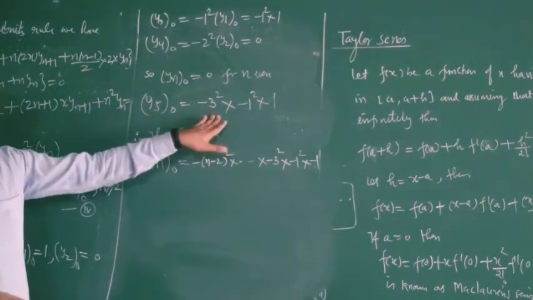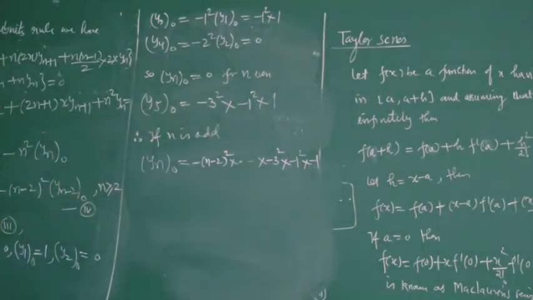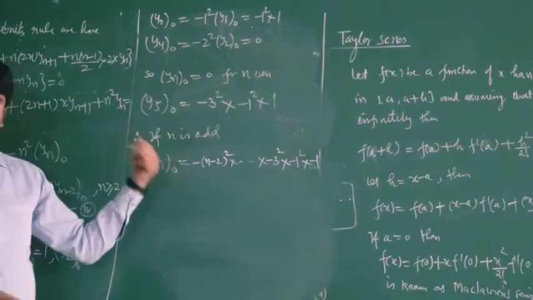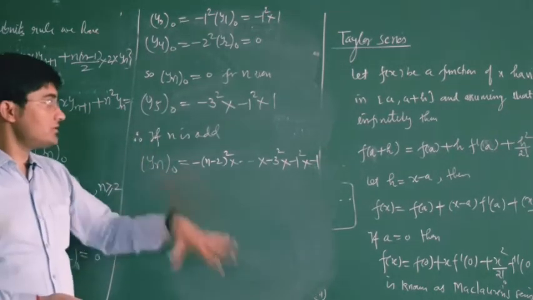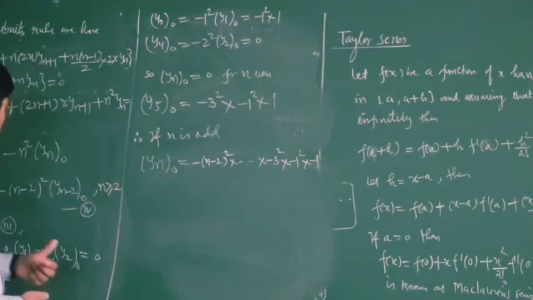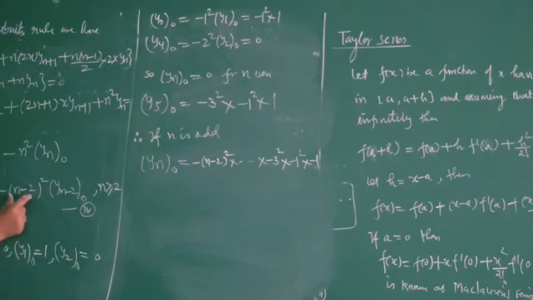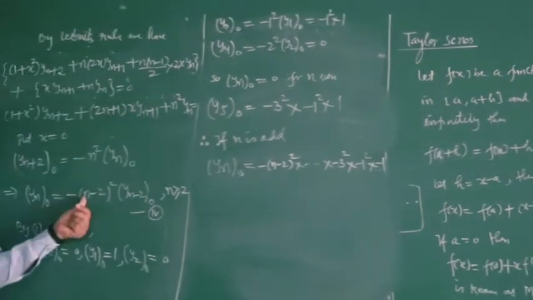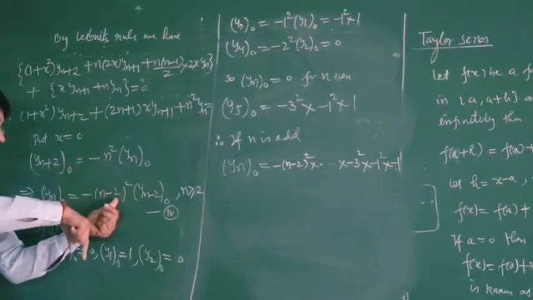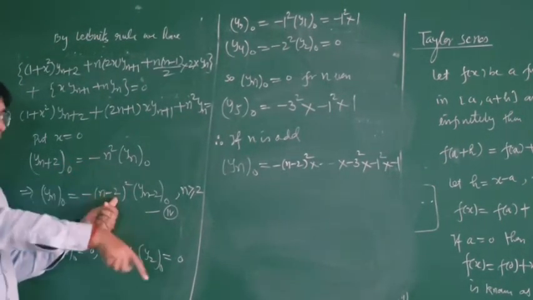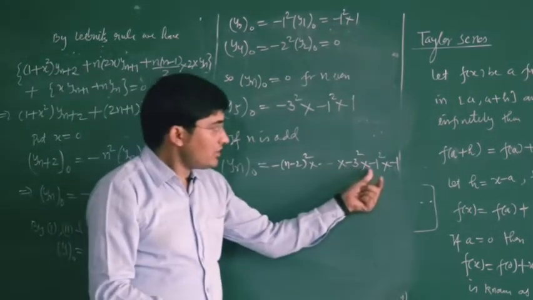This is your y5(0). For y7(0), we will put n equal to 7 here, so this will be minus 5 square into y5(0). So we will get minus 5 square, minus 3 square, minus 1 square into 1. In general, this is our last term. So our yn(0) will be minus (n minus 2) whole square into (n minus 4) whole square into (n minus 6) whole square and so on. The last terms are this one.